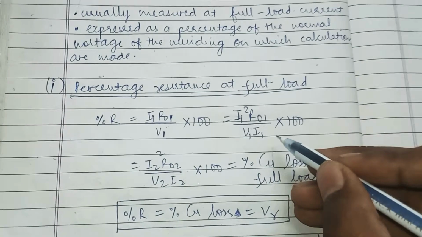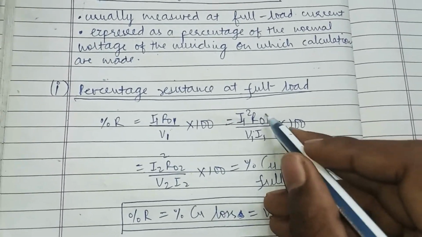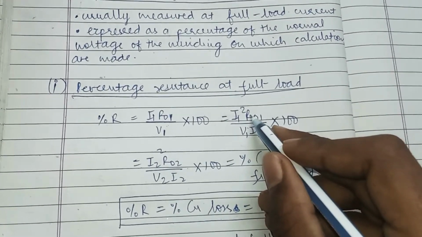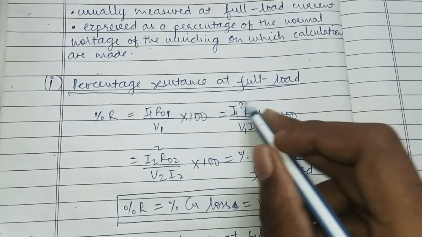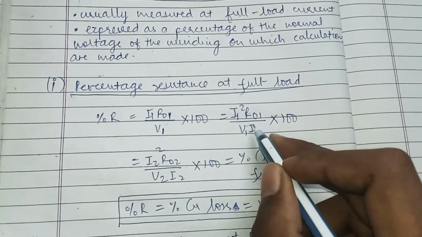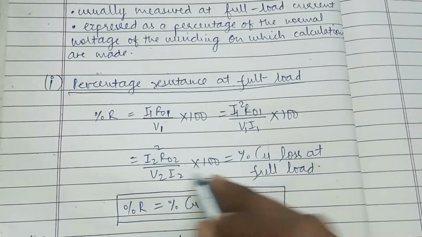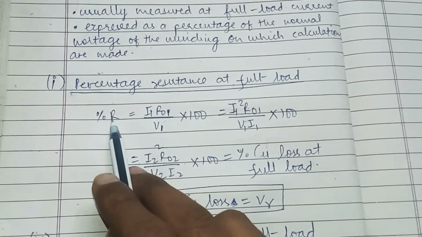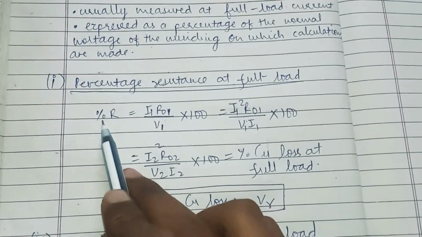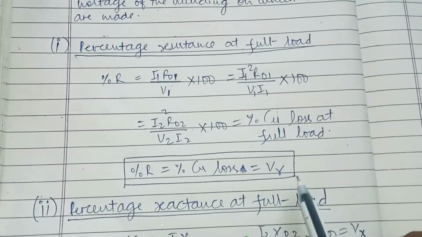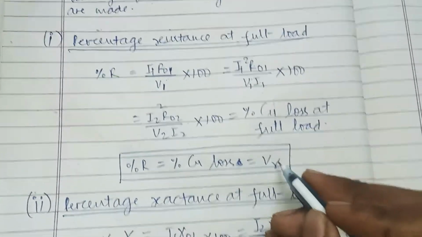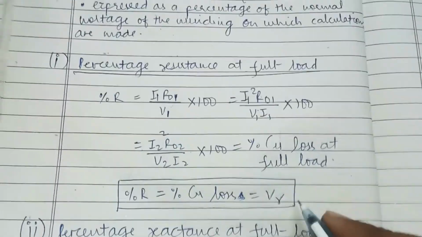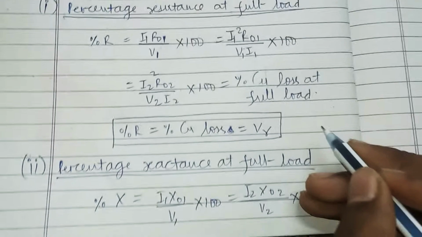Now if we multiply I1 in the numerator and denominator, we get the copper loss as the power drop, and the power supplied into 100 in the denominator. So this gives the percentage copper loss at full load. Since the ratio is the same, percentage R and percentage Cu are equal, denoted by VR. They are ratios, so they are always equal.